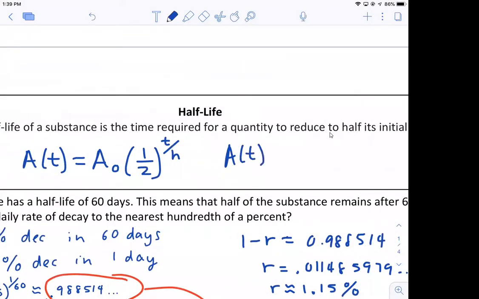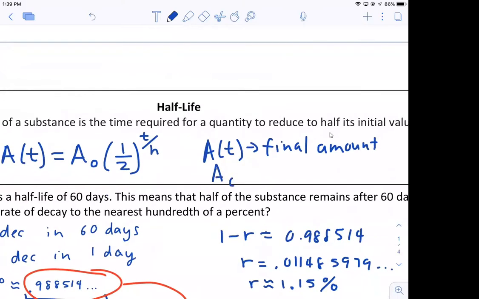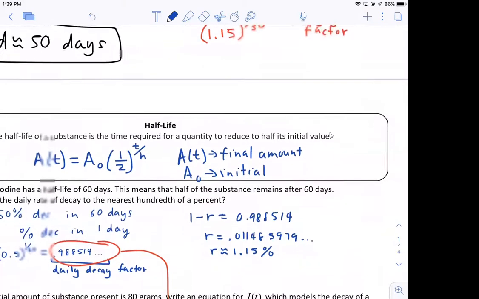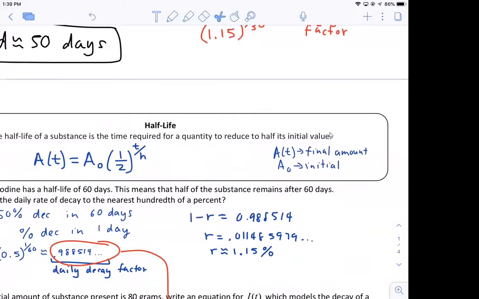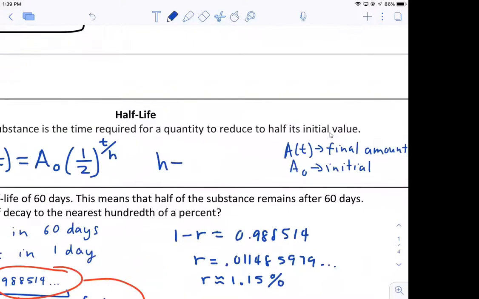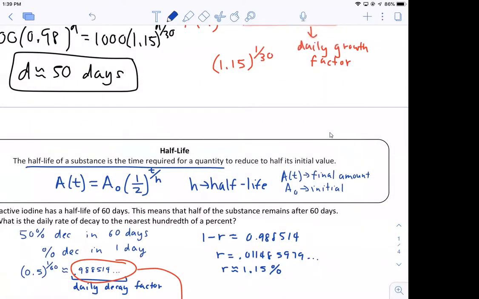So A of t is going to be the final amount, or the amount after t number of years. A sub O is our initial amount. And the only other thing we need here is the h. The h is going to be the half-life. And again, half-life, definition's right up there. Half-life is a measure of time. It's how long it takes for the substance to decay in half.